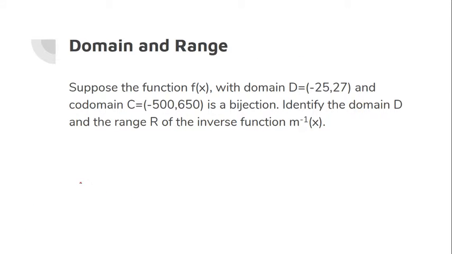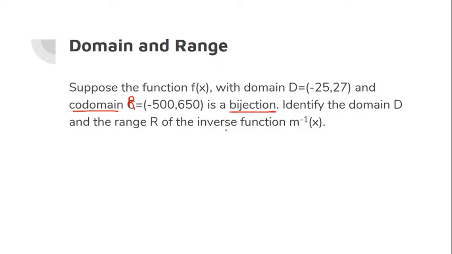So domain and range. Suppose the function f of x with domain D equals negative 25, 27 and codomain C equals negative 500, 650 is a bijection. Identify the domain and range of the inverse. When it is a bijection, which if you don't know these definitions are in your key terms of lesson 8, a one-to-one and onto function, then our codomain is the same as our range of our function.